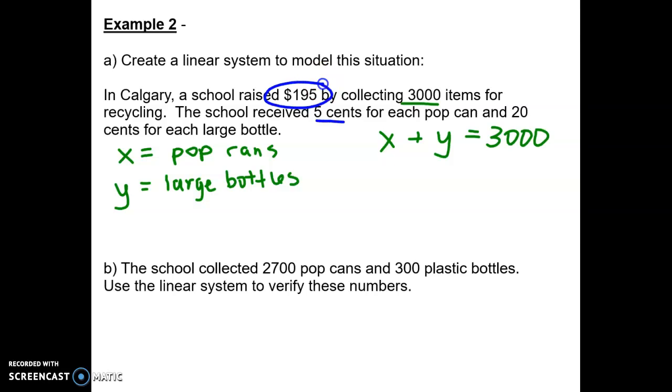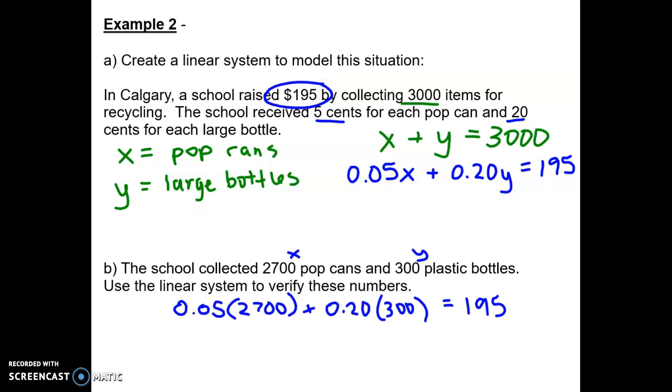It was 5 cents for a pop can and 20 cents for a large bottle. So how we could say that is 0.05x, because that's 5 cents but written as dollars, for the pop can, and 20 cents, so 0.20y, and they got a total of $195. So again, it was 5 cents for every pop can and 20 cents for every large bottle, and when I add those dollar amounts together, we got $195.